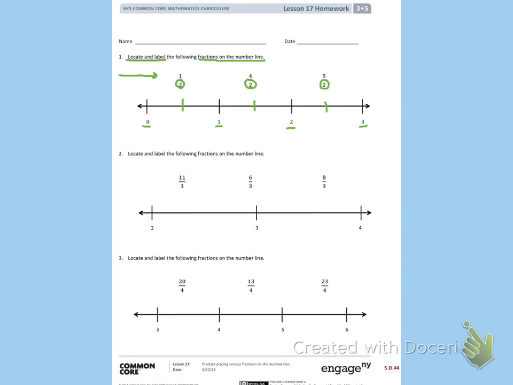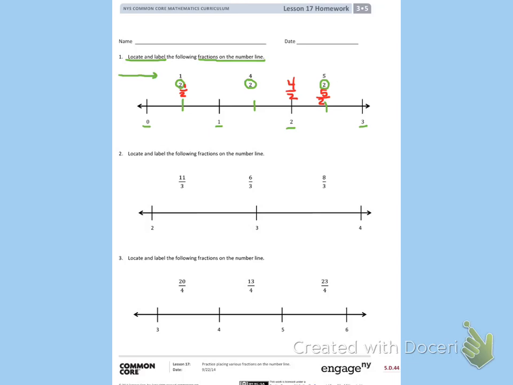I know that 0 is the same thing as 0/2. The next hash mark should be 1/2. 1/2 is the same as 2/2. Then after 2/2 comes 3/2. After 3/2 comes 4/2. That's the same as 2 wholes. After 4/2 comes 5/2. All right, I have finished item 1. I've located and labeled the fractions on the number line.